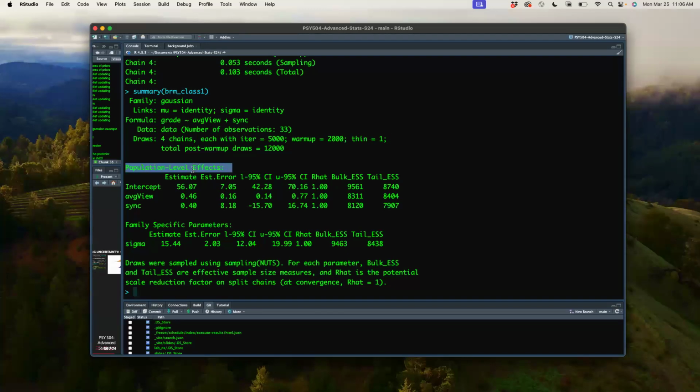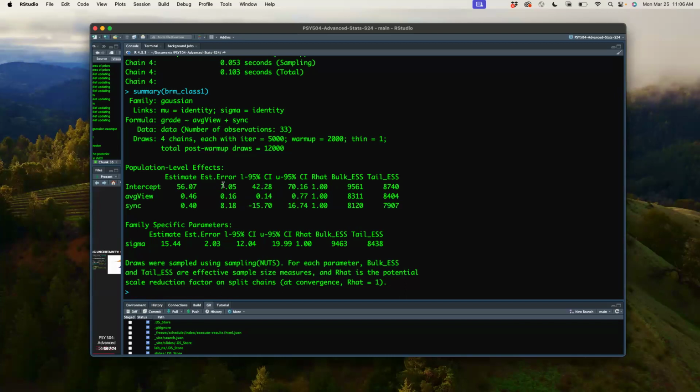And now we have these population level effects here. These are our posterior estimates, and they can be interpreted in the same way that we interpret our linear regression output. We have our intercept value here, which is the value of y when x equals 0. We have average viewing time here: for a 1 unit increase in average viewing time, how much does the dB change? And then the synchronous variable. If we contrast coded this, this would be the difference for that particular estimate.